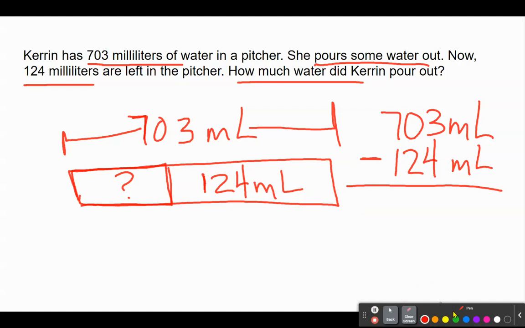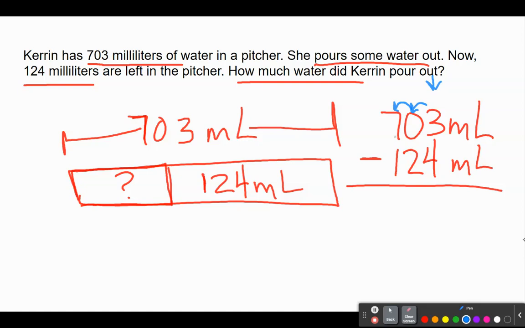Okay, so let me go ahead and change this color to blue. So we have 703 milliliters. I'm going to take away 124 milliliters. Whenever we do our standard algorithm for subtraction, we're going to start with our ones place, or our smallest place value. So we have 3 ones. We need to take away 4. We are not able to do that. So I'm going to go over to my tens place. I don't have any tens that I can borrow from, but let me see if I can break any of my hundreds.